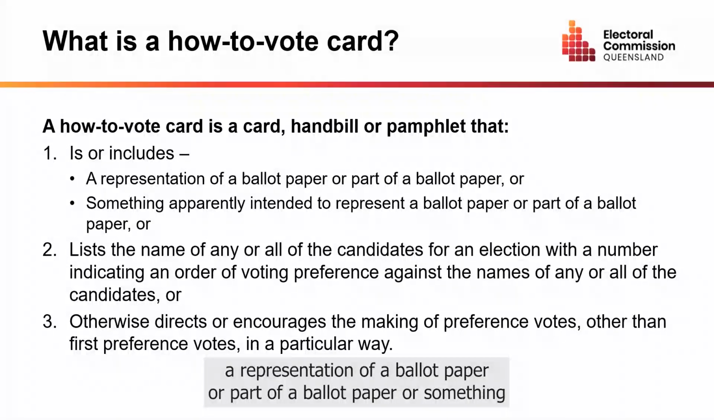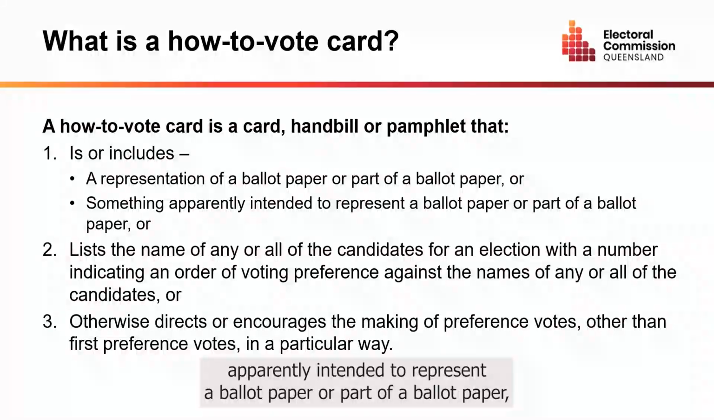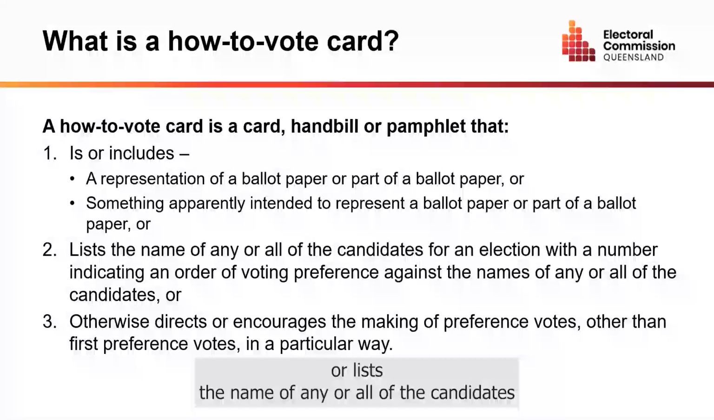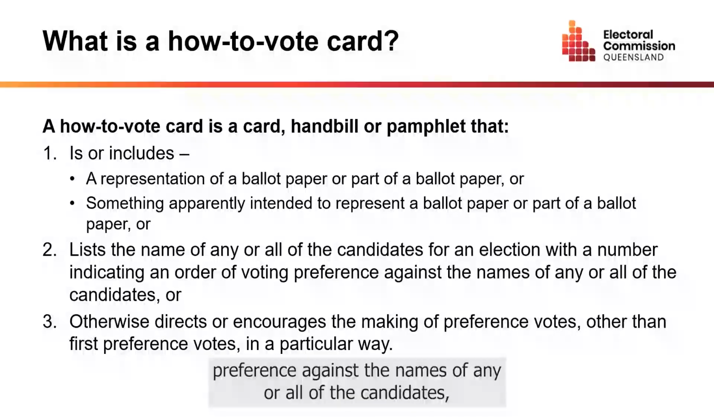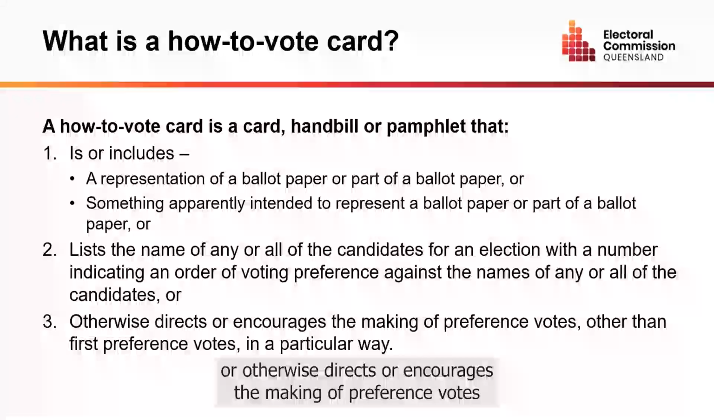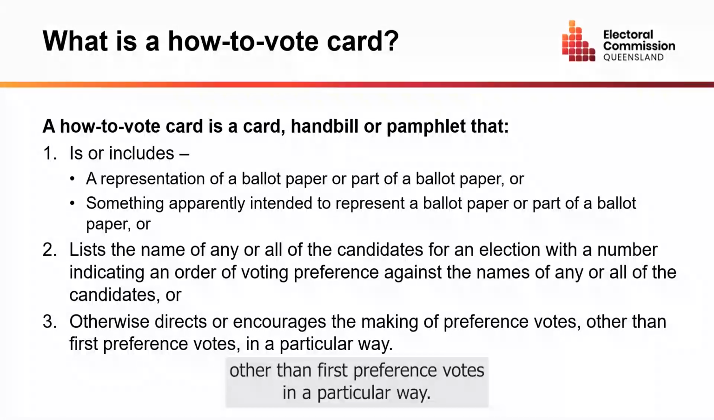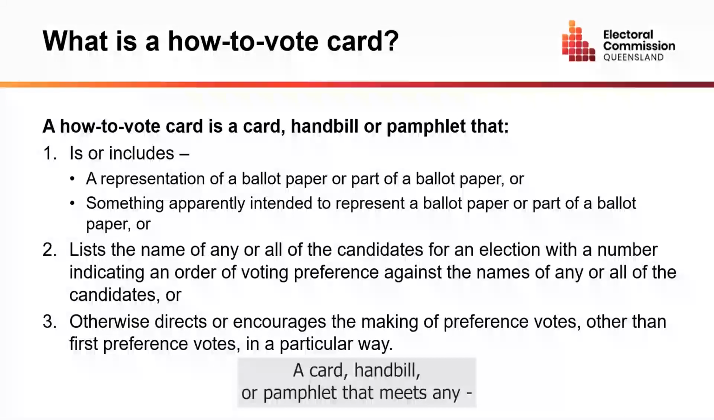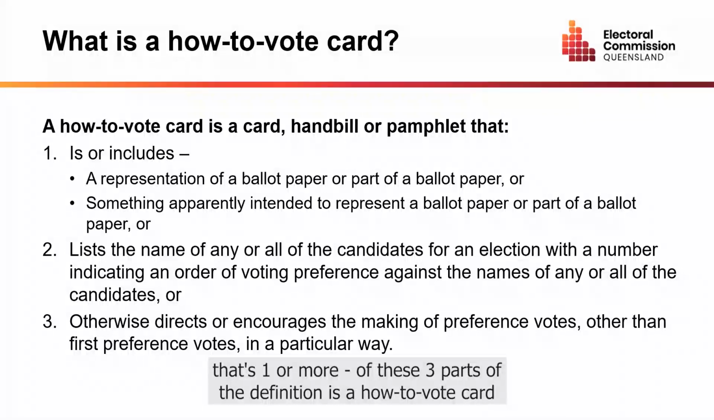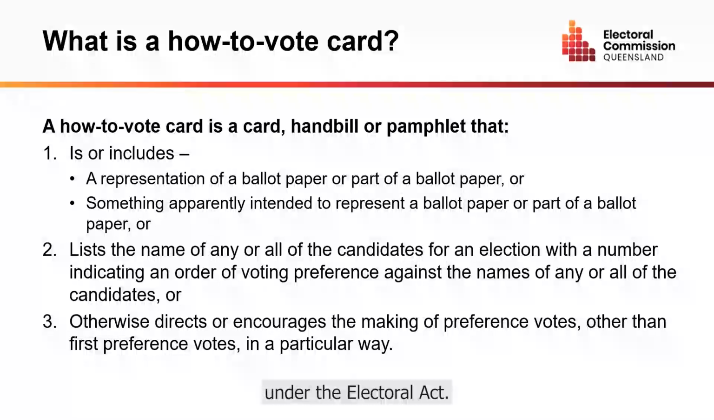a ballot paper or part of a ballot paper, or something apparently intended to represent a ballot paper or part of a ballot paper, or lists the name of any or all of the candidates for an election with a number indicating an order of voting preference against the names of any or all of the candidates, or otherwise directs or encourages the making of preference votes other than first preference votes in a particular way. A card, handbill, or pamphlet that meets any, that's one or more, of these three parts of the definition is a how-to-vote card under the Electoral Act.